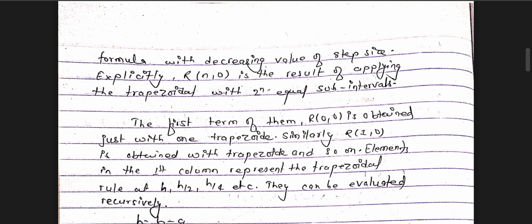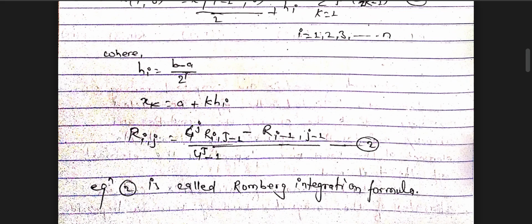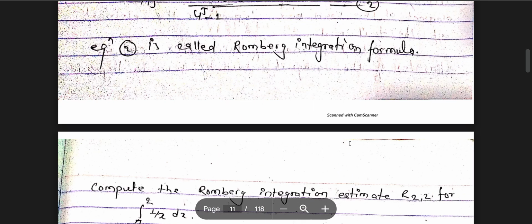They can be evaluated recursively as R00 = (b minus a)/2 times (fa plus fb), where hi is (b minus a)/2^i, x_k equals a plus k times hi, and R i,j is computed from R i,j minus 1 and R i minus 1, j minus 1 with 4^j. This is called the Romberg integration formula.